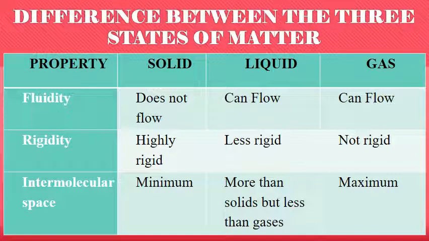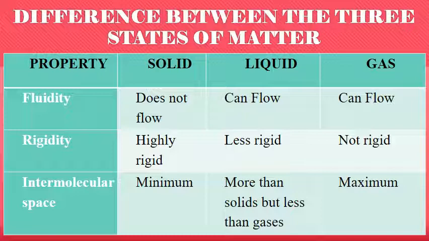Now we move on to the next set of properties. The first one, fluidity. So here we are talking about whether a substance can flow or cannot flow. A solid does not flow. A liquid can flow and a gas can flow. That means a liquid can move all over the place. Even a gas can move over, but the solid remains in its own place. It does not move from one place to another. Rigidity. A solid is highly rigid. A liquid is less rigid compared to the solid, and a gas is not rigid at all.